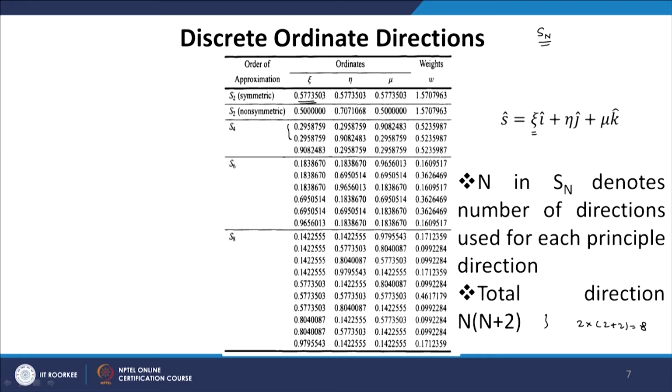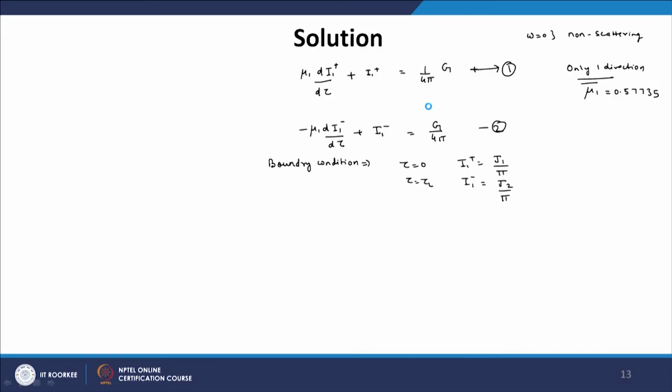There are two versions of the second order discrete ordinate method, symmetric and non-symmetric. We are taking the symmetric method, and the direction is 0.5773503 and W, the weight, is 1.5707963. Okay. Once we do that, let us solve equations 1 and 2.